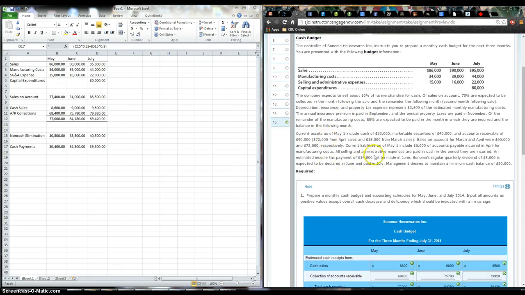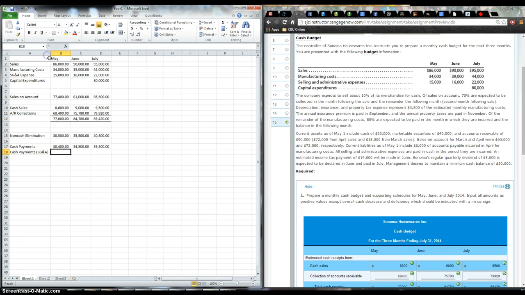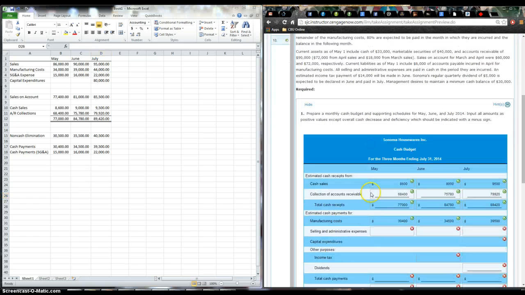So for SG&A expenses, they're paid in cash in the period they're incurred. So that's easy. We should be able to do cash payments for, we'll say SG&A. And it should match what's here. So I'll go ahead and do that. So we'll have 15,000, 16,000, and 22,000. And our capital expenditures, what does it say about that?